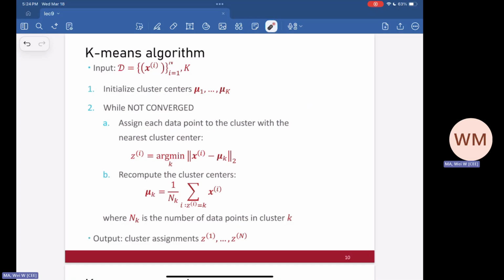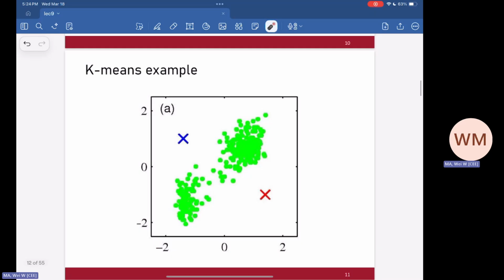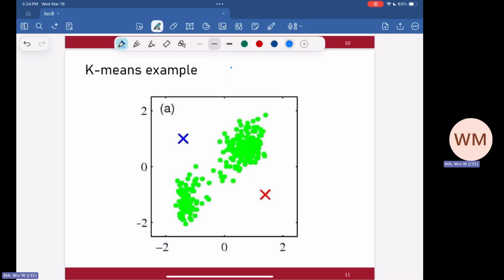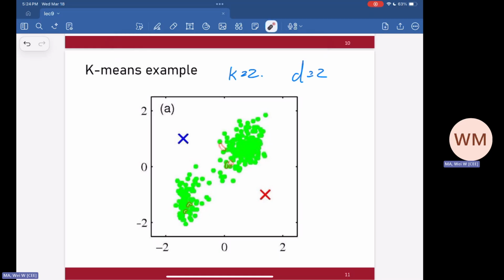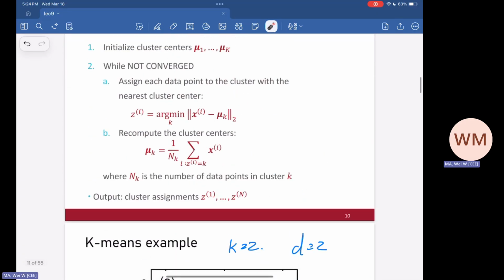Essentially, what you are going to do is repeat two things. You believe that each center is fixed, and then you assign the data; then you fix the assignment and calculate the center. Okay, so I'll quickly give you an example. Here I'm doing k equals 2, and this is 2-dimensional data, d equals 2. Each dot is one data point, and I randomly give you a center at the beginning. Then you iteratively do these two things.